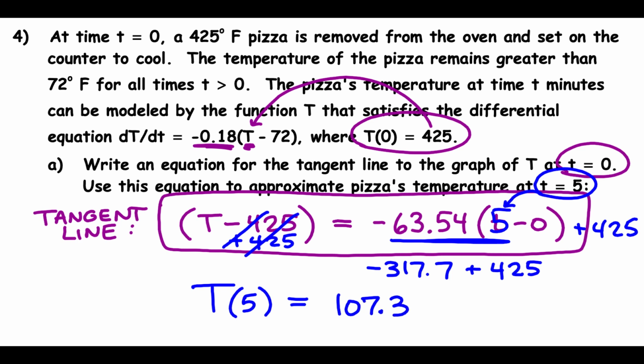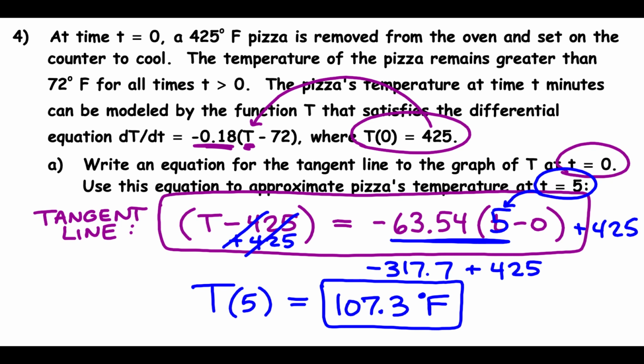Again, we always want to use units. That's degrees Fahrenheit. It's higher than body temperature at 98.6, but probably not hot enough to burn the roof of my mouth, so 5 minutes, I'm good. I'm eating.